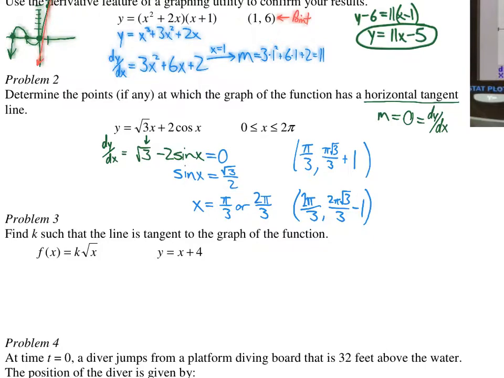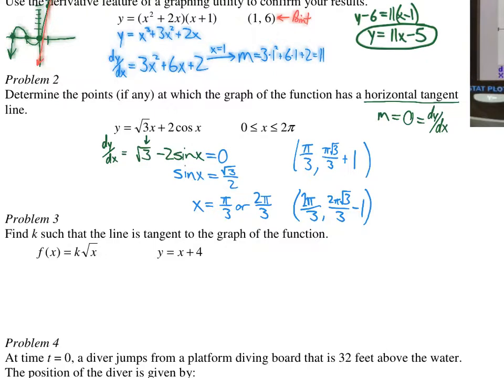All right. Any questions? So we plugged x into the original equation or into the derivative equation? Well, what are we trying to find? The points when it has a horizontal tangent. Okay, and those are points on what? Those points are on the function, right?